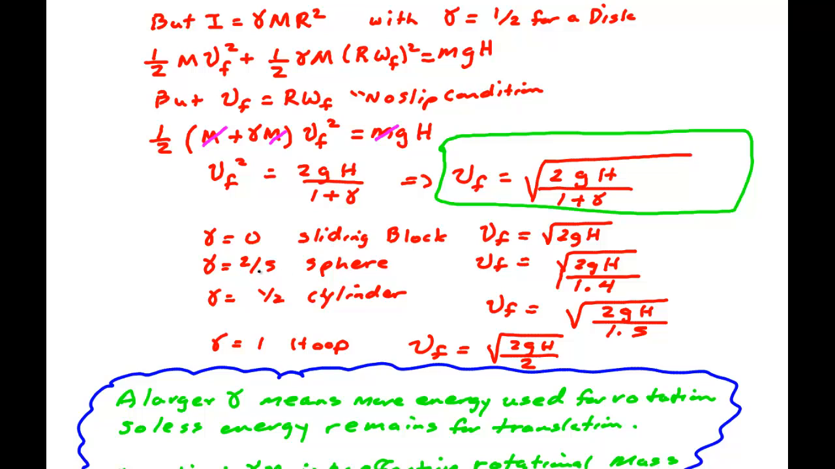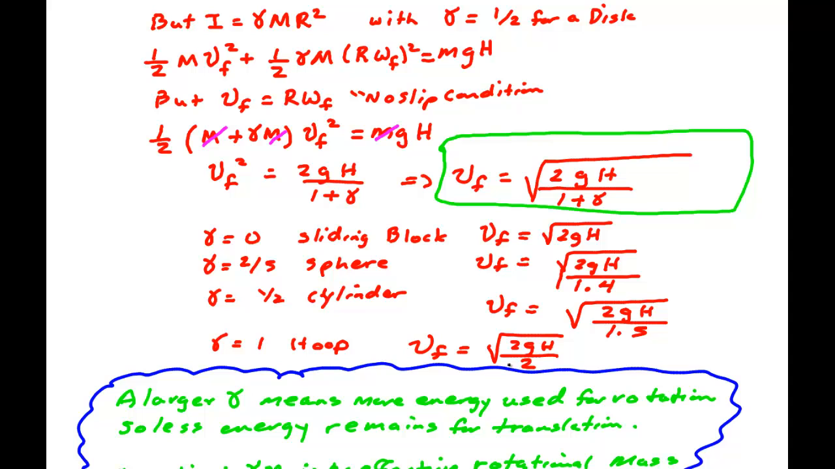For a sphere, gamma is 2/5, so we find that we get the same speed divided by the square root of 1.4. So our speed is less. If the gamma is 1/2, it's the square root of 2gh, now divided by the square root of 1.5. And if it's a hoop, it's the square root of 2gh over the square root of 2. So as the gamma gets larger, the speed goes down.